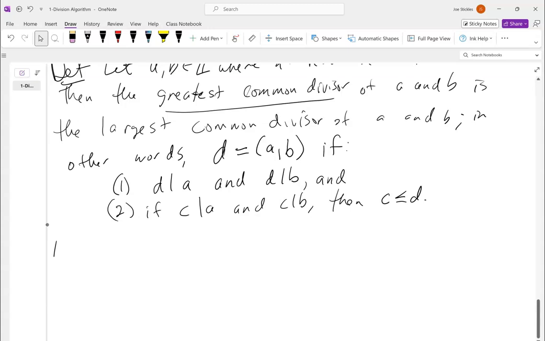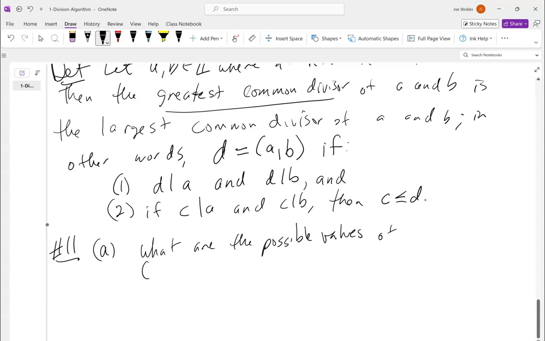So this is number 11. Number 11, part A, says, what are the possible values of the GCD of n and n plus 2? And this also uses that previous result we proved about, if you divide two pieces, it divides the linear combination. That's how we're going to get at what the possible values are.